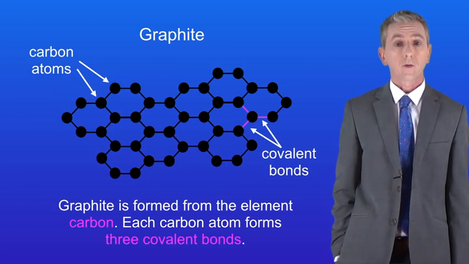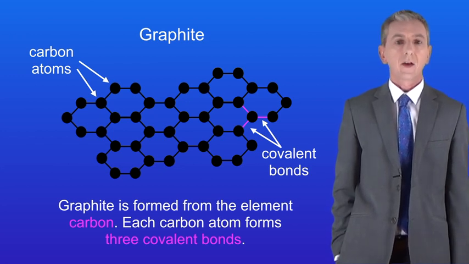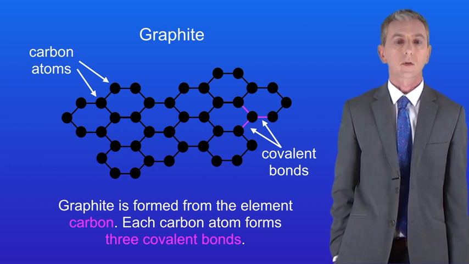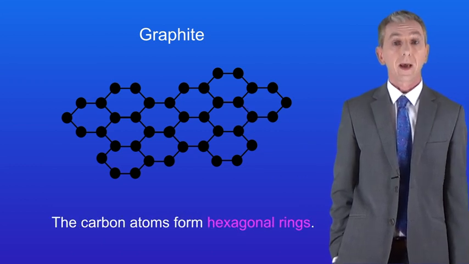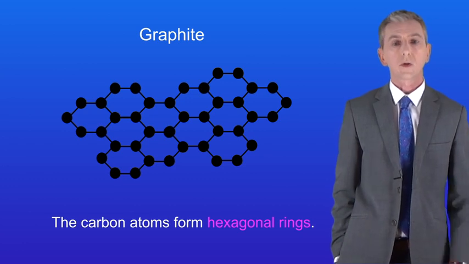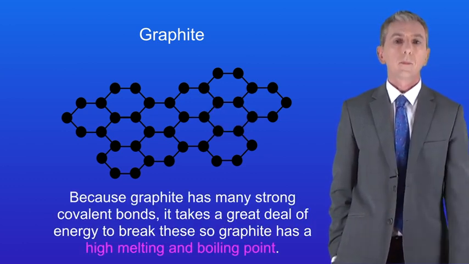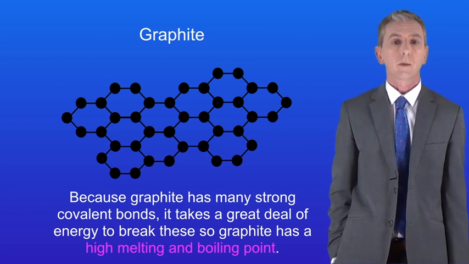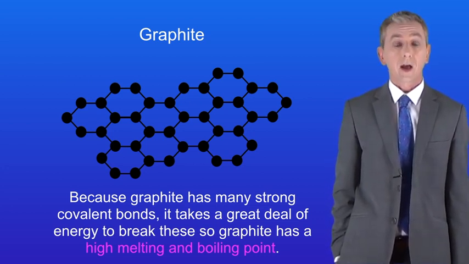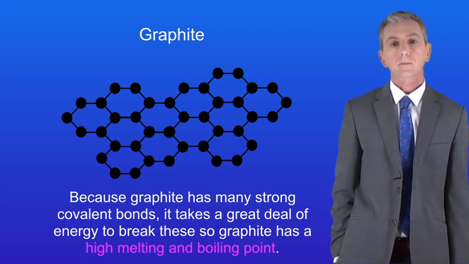As I said, graphite's formed from the element carbon. However, in the case of graphite, each carbon atom forms 3 covalent bonds. The carbon atoms form hexagonal rings, in other words rings of 6 carbon atoms, and I'm showing you these here. Because graphite has many strong covalent bonds, it takes a great deal of energy to break these, so graphite has a high melting and boiling point.